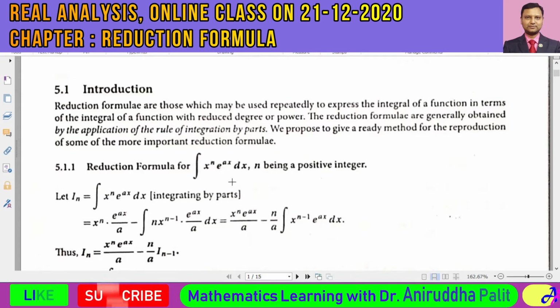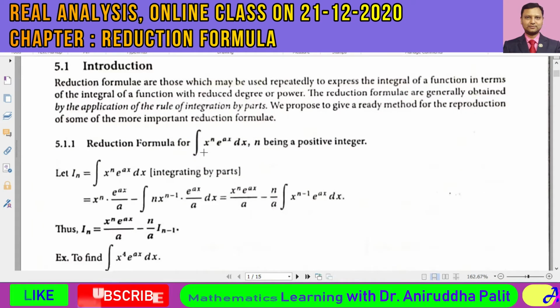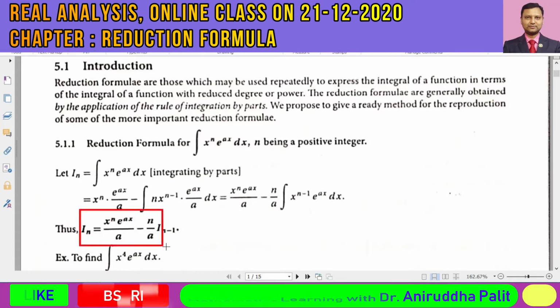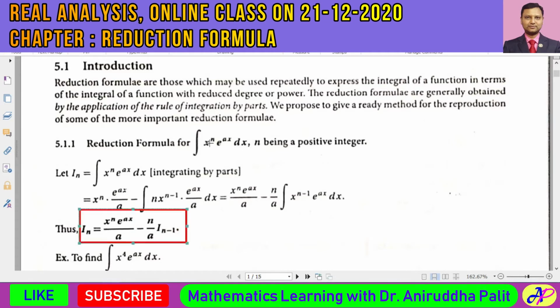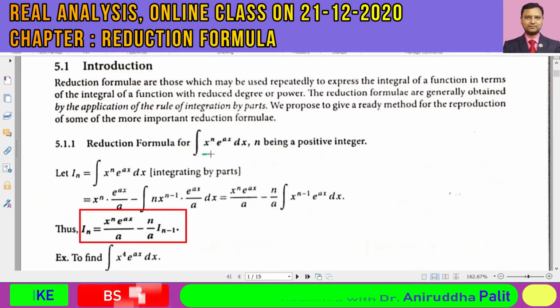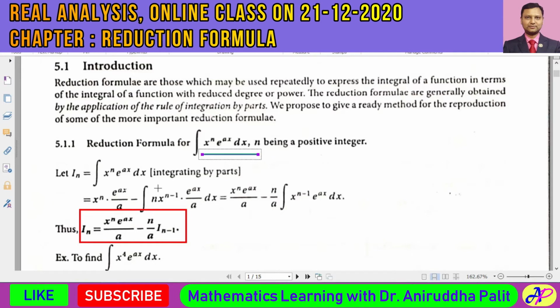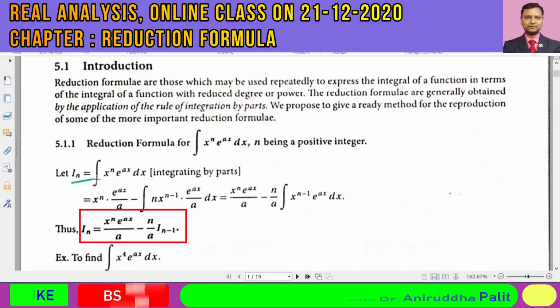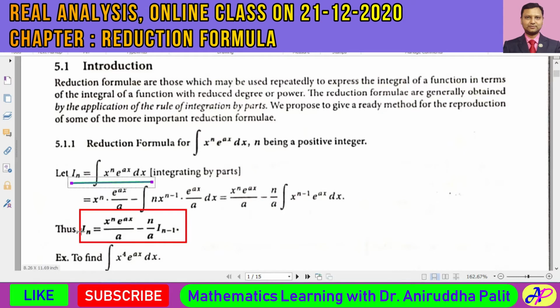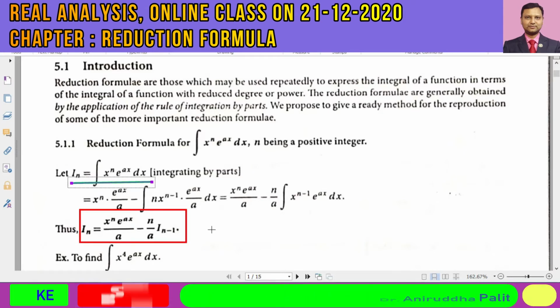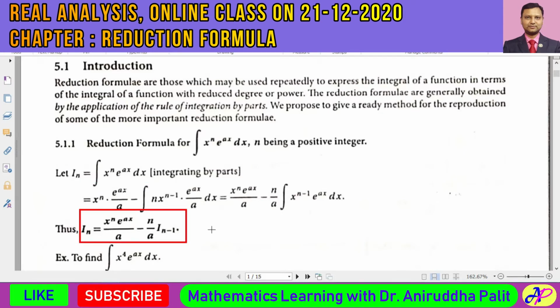The first formula we are going to discuss is x to the power of n e to the power of ax dx. In your examination, you will sometimes be directly given this kind of formula. If the integral of this is equal to In, you will be given a question: if In is equal to this, then show that In is equal to this right hand side. You will be given this kind of direct question.